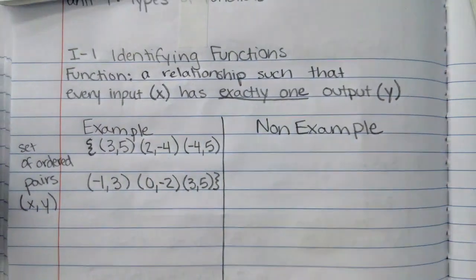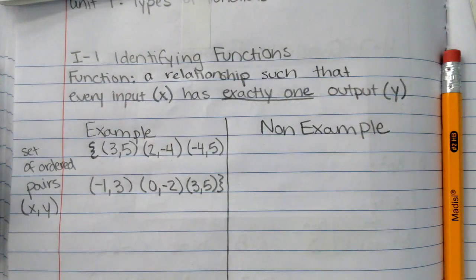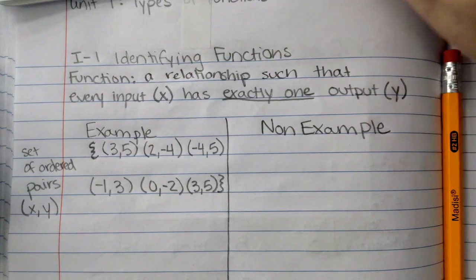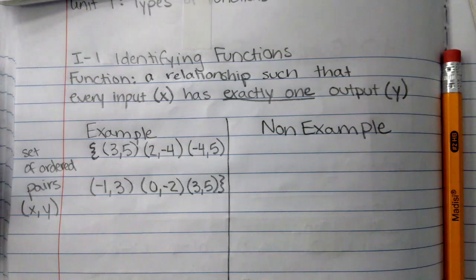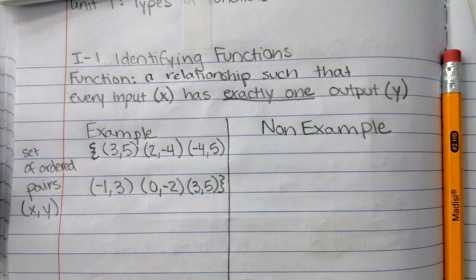Okay, what about this one though? Because I put 3 in, and what must I get out for a 3? 5. Well, here when I put in a 3, what do I get out? A 5. Is that okay that it repeats? Yeah, as long as I get the same number out.